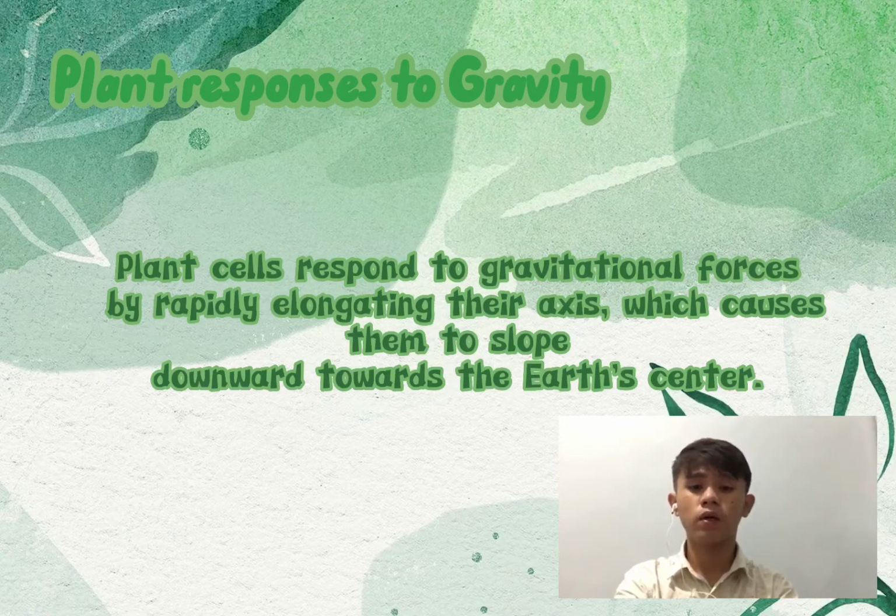For example, if you were to take a plant that was used to 12 hours of darkness and suddenly expose it to light, the plant will grow towards the direction of the light.